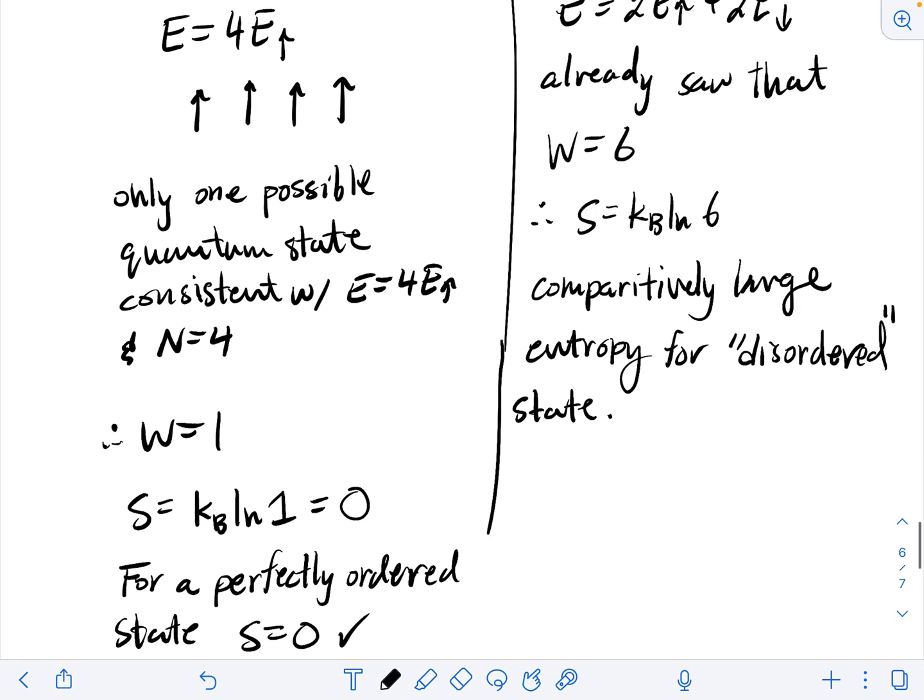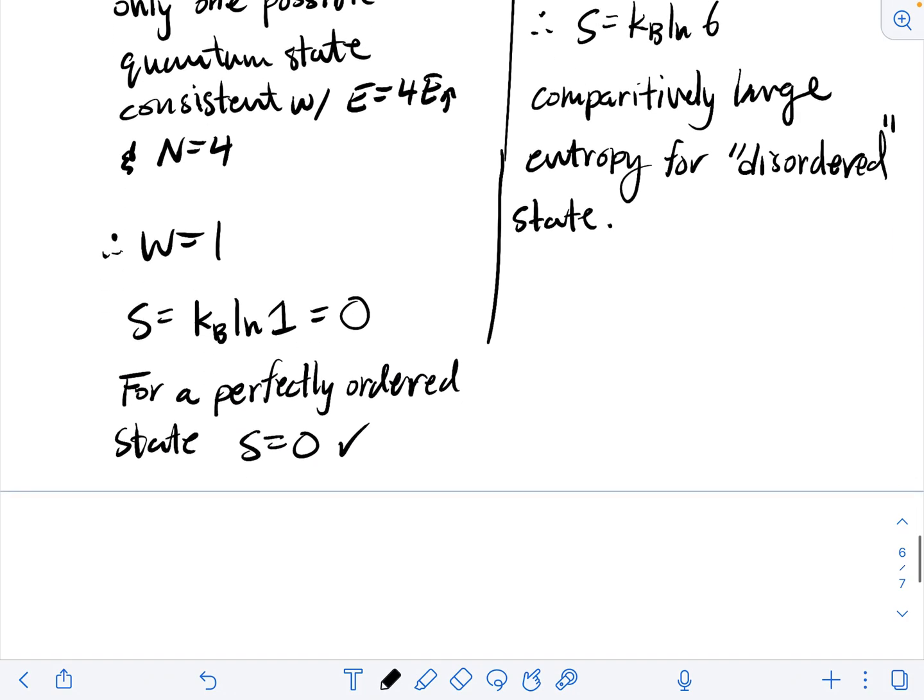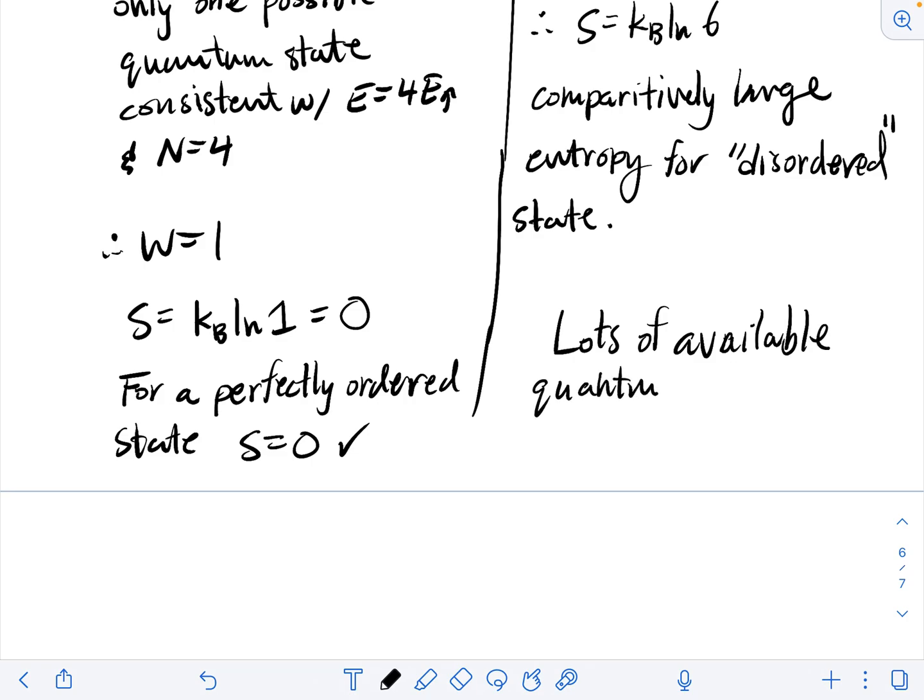So the summary then is that lots of available quantum states leads to a high entropy. And that's really what the Boltzmann hypothesis is telling us.